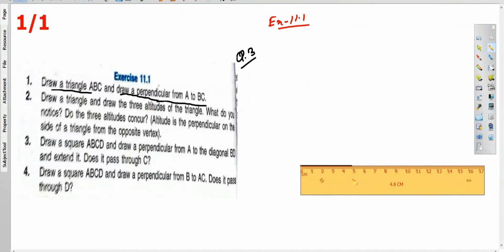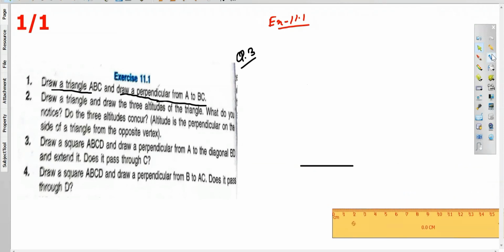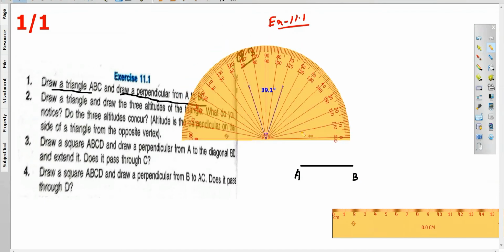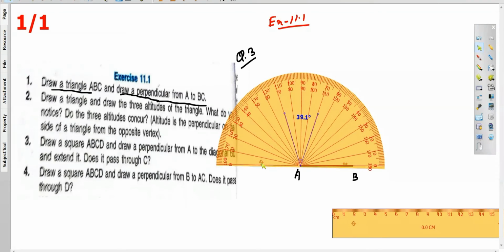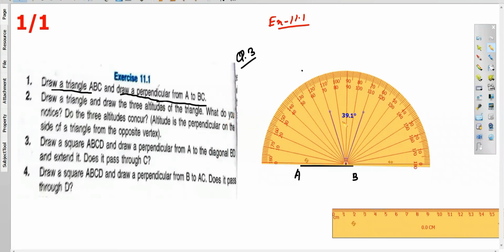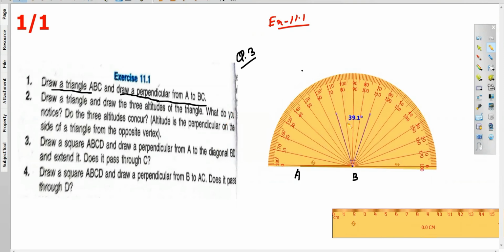So first we will take a base of 5 centimeter. This is the base and we can name it A and B. As we know, each angle of a square is a right angle. So either you can construct from A and B as center towards 90 degrees, or for saving time, you can use a protractor to directly make 90 degrees with point A as center and with point B as center. Now with point A as center, this is our 90 degree, and with point B as center, this will be our 90 degree.